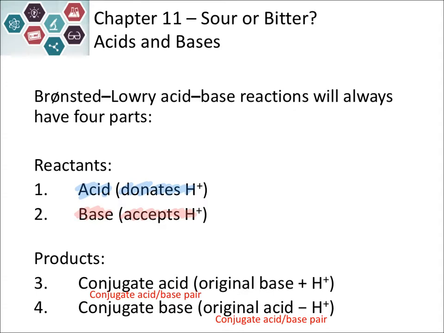For the products, you're going to have a conjugate acid, which is what's produced from the original base. So it's the original base plus the H+ that it's accepted. And then we also have the conjugate base, which is produced from the original acid after it's lost the H+. What we have here is what we call a conjugate acid-base pair. The acid turns into the conjugate base, and the base turns into the conjugate acid.